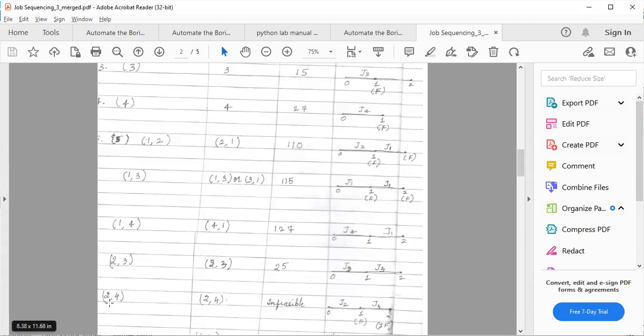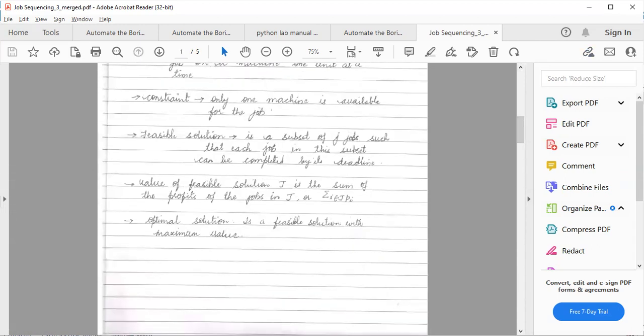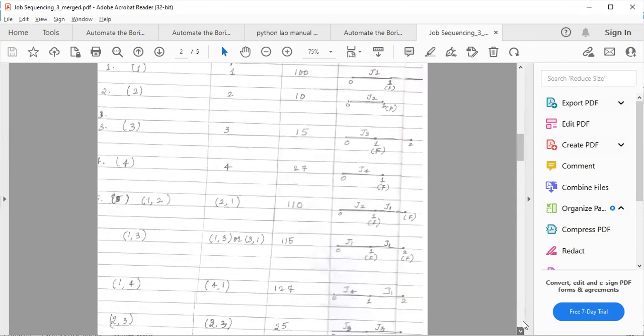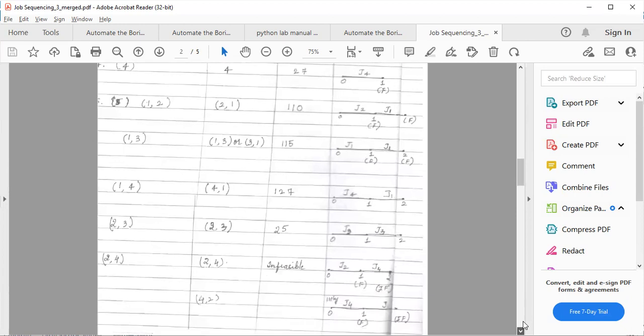When you consider the subset 2 and 4, let us see what their deadlines are. 2 has a deadline of 1 and 4 also has a deadline of 1. This is an infeasible solution, because the task needs to be completed within 1 unit of time, but both have the same deadline. Either you can perform job 2 or you can do job 4, but both of them cannot be done because their deadlines are the same.